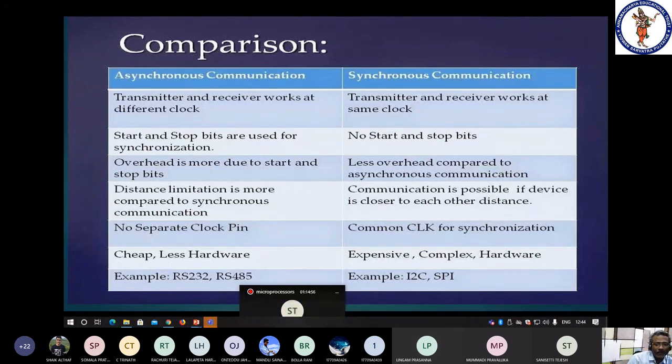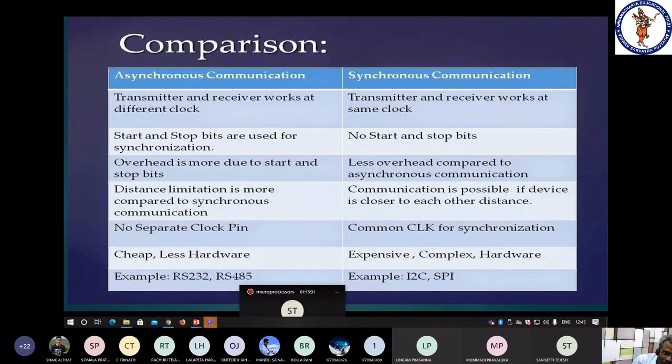How many characters do we have? We have 100 characters. Each character, how many bits does it take? 8 bits. Each character is represented with 8 bits. Coming to asynchronous communication, there are 100 characters, each represented with 8 bits. The total number of bits is 800.